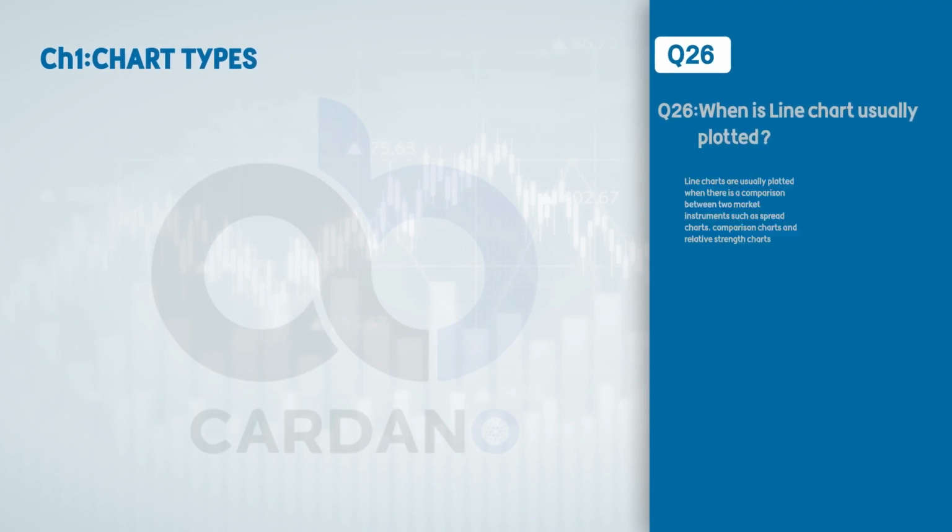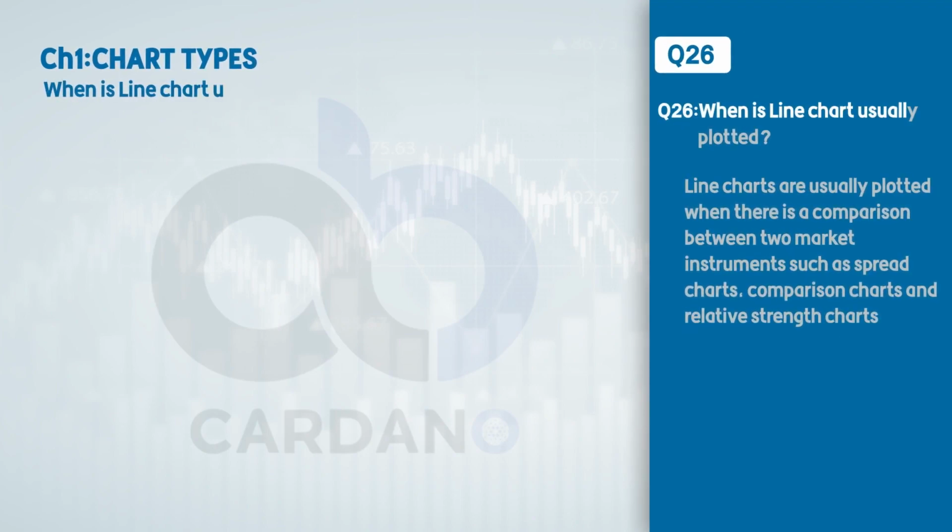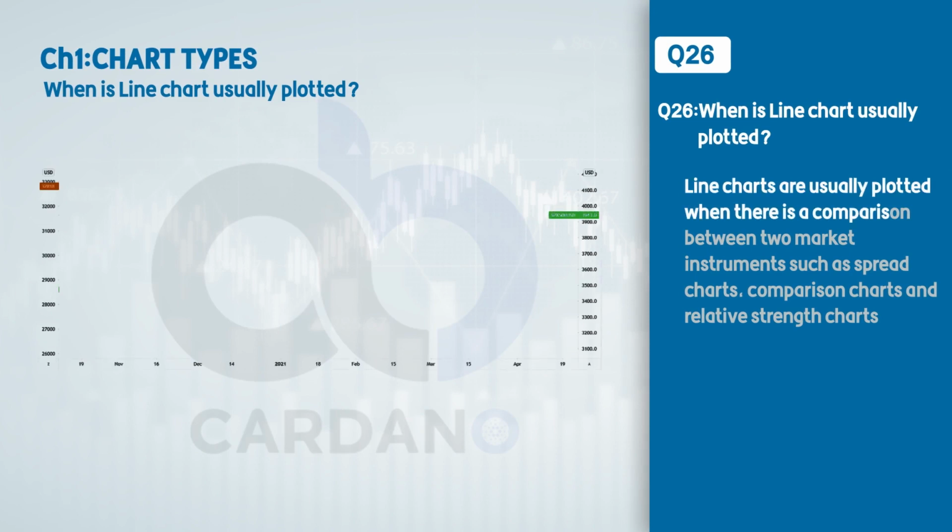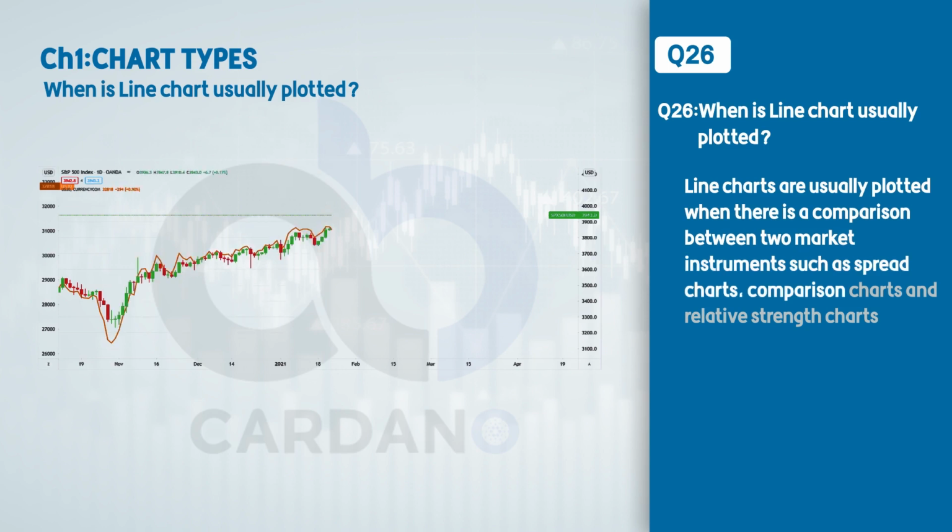Question number 26. Where is a line chart usually plotted? The answer is, line charts are usually plotted when there is a comparison between two market instruments such as spread charts, comparison charts, and relative strength charts.